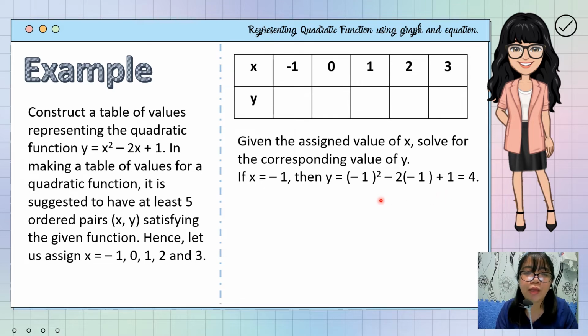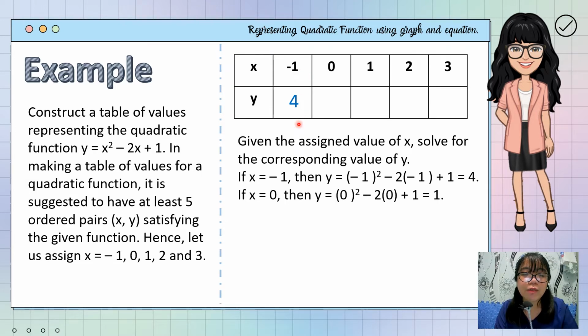Negative 1 quantity squared is equal to positive 1. Negative 2 times negative 1 is positive 2. Positive 1 plus positive 2 equals positive 3, plus 1. So positive 1 plus 2 plus 1 equals positive 4. So if x is equal to negative 1, y equals positive 4. So our first ordered pair is (negative 1, 4).